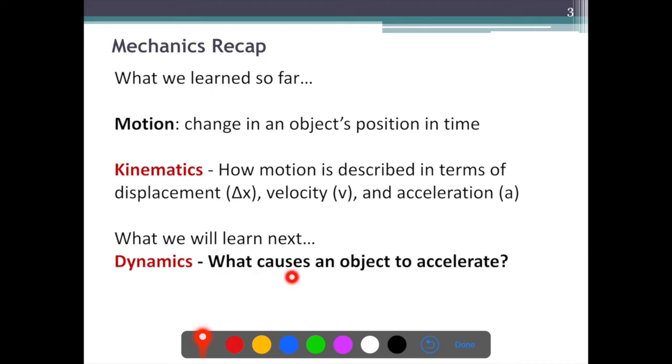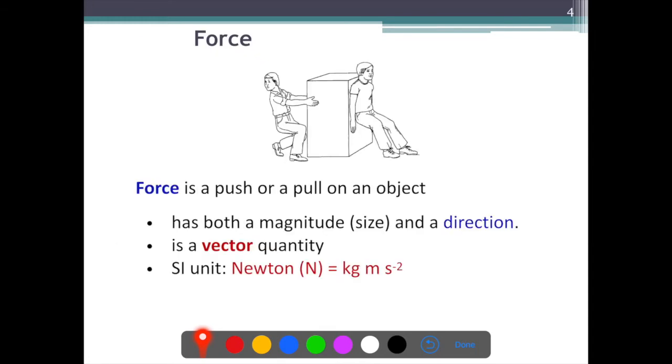To answer this question briefly, what causes an object to accelerate? It is the quantity called force. Force is defined as a push or pull on an object. So in this figure here, this person is exerting a force on this object because he is pulling on that object, while this person is also exerting a force on this object because he's pushing on the object.